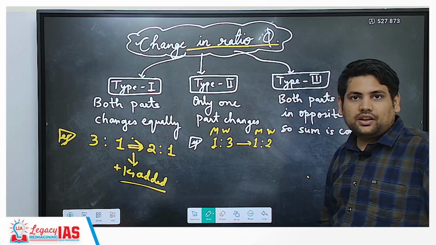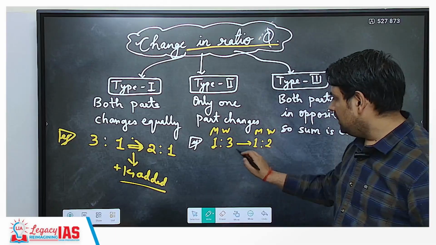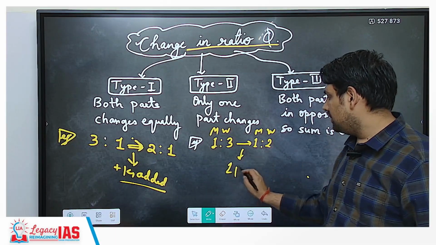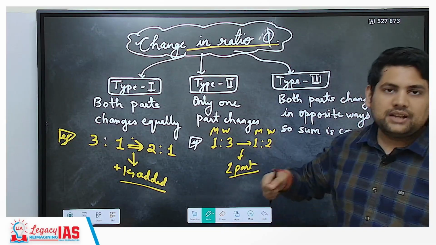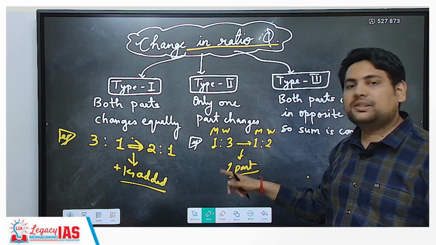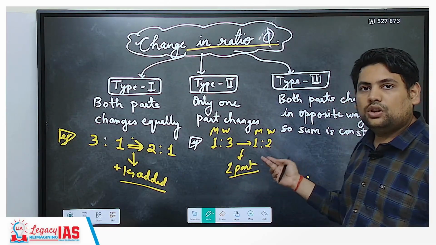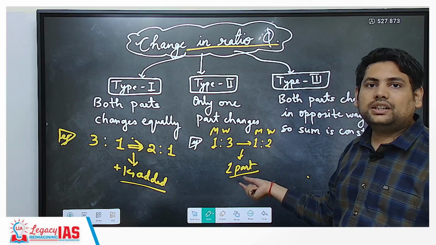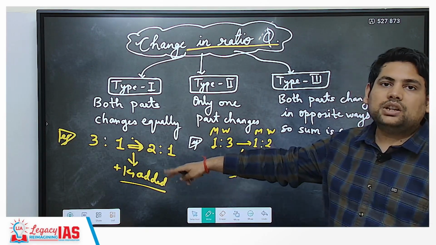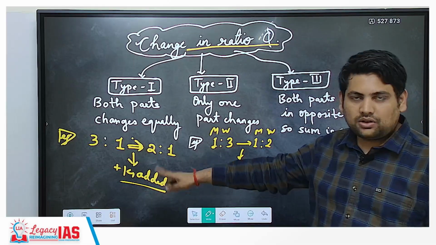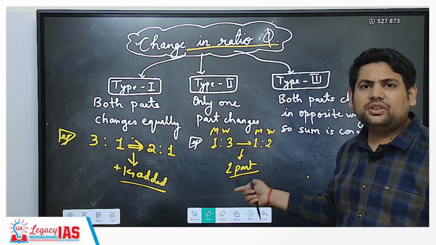Correct? Now what is changed here? Only one part is getting changed, correct? You are only adding milk to it. Let us say you add 10 liters milk to it. So from 1:3 it becomes 1:2. So here only one part is changing. This is type 2. There you were adding or subtracting something on both parts. Here you are doing it only on one part. So how you deal with it, that we will see.